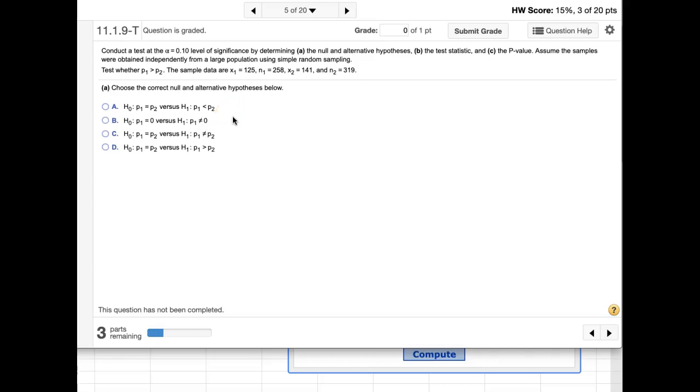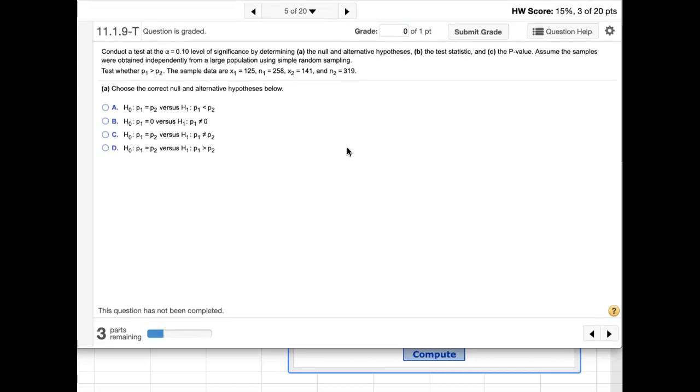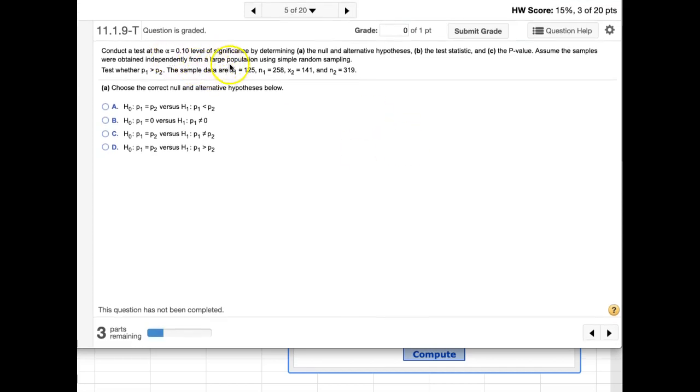Let's take a look at 11.1.9. This is comparing two proportions using a hypothesis test. Here we're not given any specific scenario. There's no real world data. We're just going to go through the exercise of running a hypothesis test.